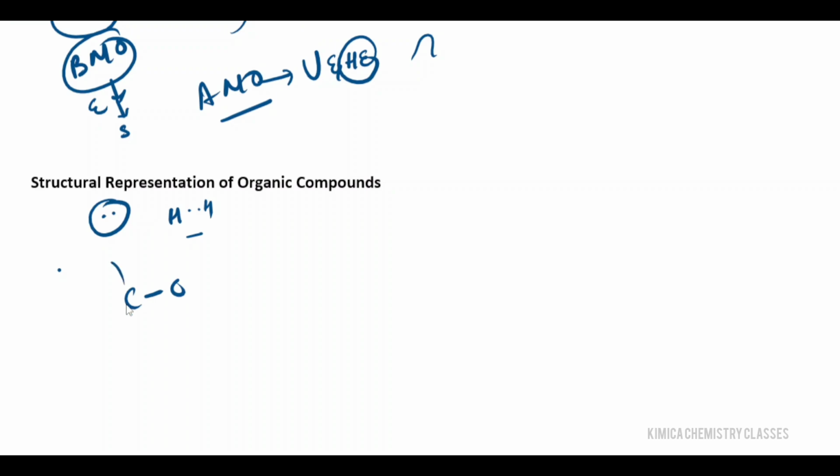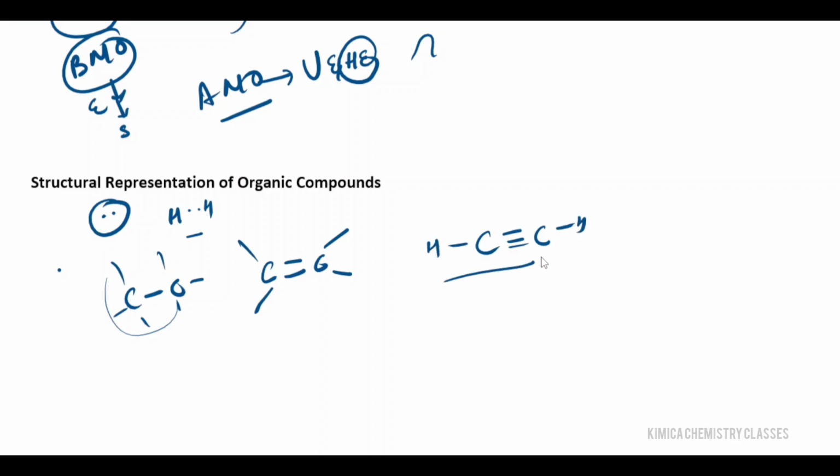This is the structure of ethane, right? In ethene, what happened? There is a double bond, and this and this and this. This is the structure of ethene. And ethyne, there is a triple bond like this.